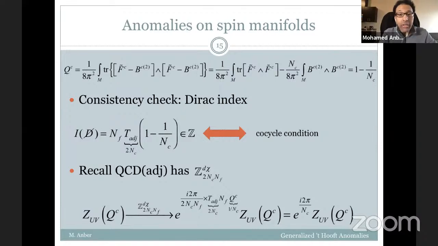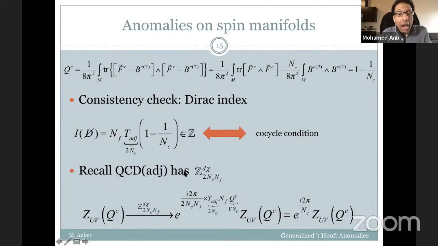As a consistency check on our construction, that it is legitimate to turn on this fractional flux, one can compute the Dirac index. And as I will mention in different instances, the Dirac index basically is a slick way to see that our construction is self-consistent. So the Dirac index in this theory, which is QCD with adjoint fermions, is the number of flavors times the Dynkin index in the adjoint times the topological charge, which is an integer. And basically, this is a reflection of the consistency of our theory, or in other words, the satisfaction of the co-cycle condition.